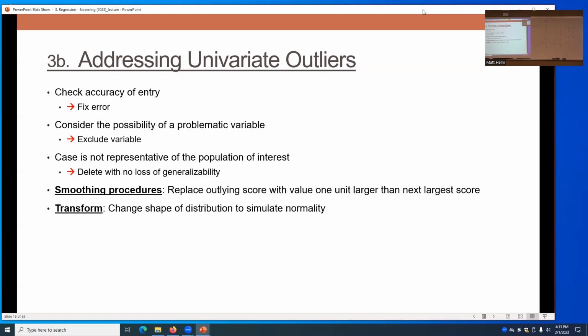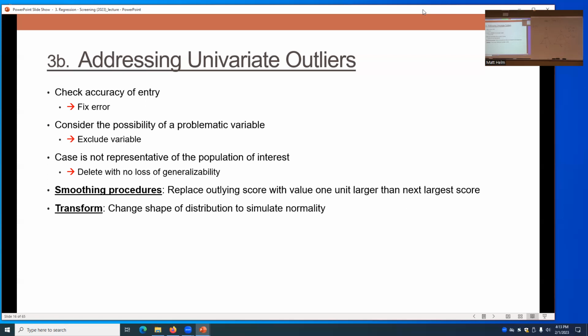If it is someone who I want to keep in the data set, but they do have a value that starts to become problematic because it's kind of out there, what we can do is smooth, right? Here we're bringing this person in in terms of rank. They're still the highest ranking person in the set, but what I'm doing is reassigning them a value one unit higher than the next highest value in the set. Okay, so we're playing with the data here a little bit.